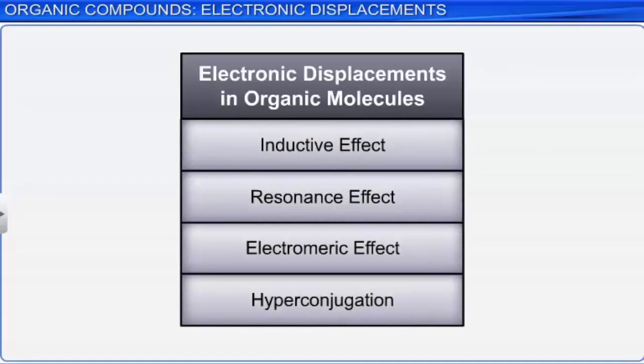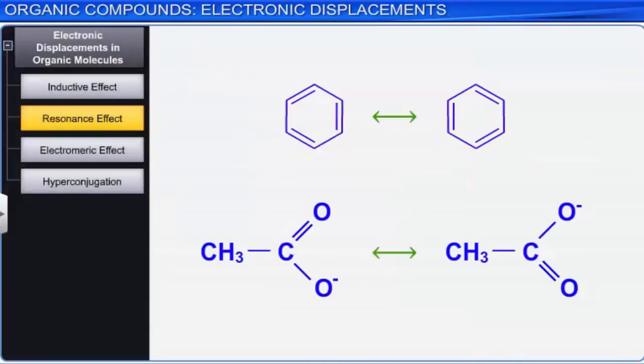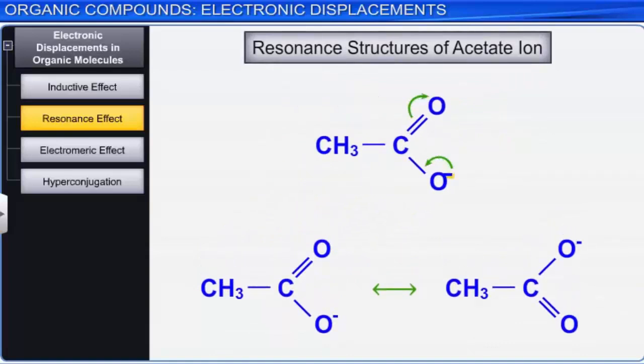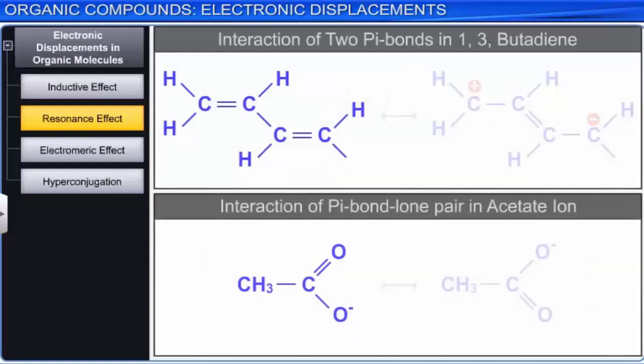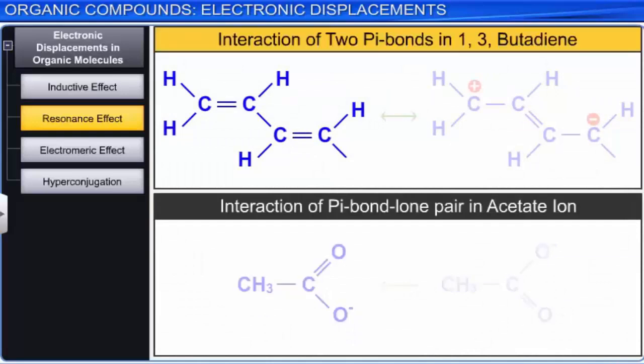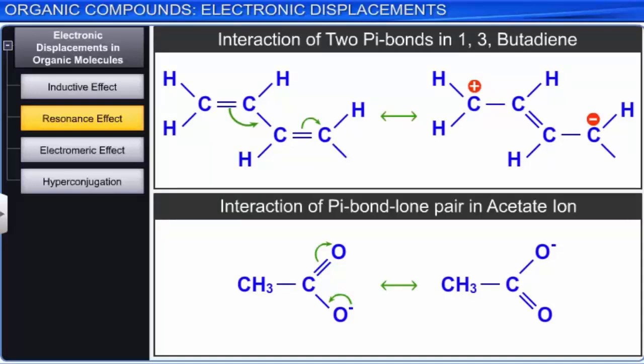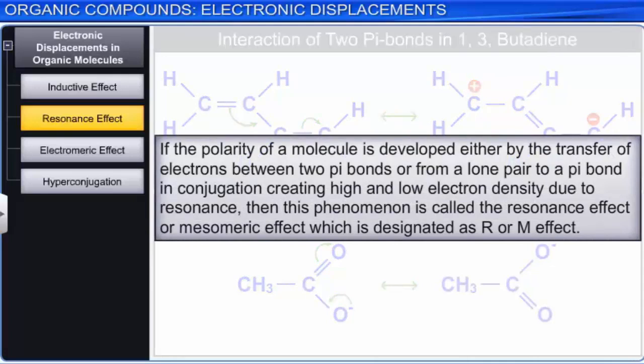Now, let's learn about another important electronic effect called the resonance effect. Resonance refers to the phenomenon where two or more structures can be written for a molecule or an ion. Because of resonance, the electronic charge spreads over the entire molecule and hence affects its polarity. If the polarity of a molecule is developed either by the transfer of electrons between two pi bonds or from a lone pair to a pi bond in conjugation, creating high and low electron density due to resonance, then this phenomenon is called the resonance effect or mesomeric effect, which is designated as R or M effect.